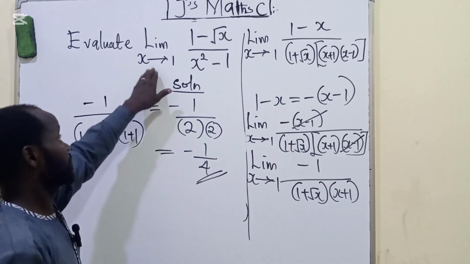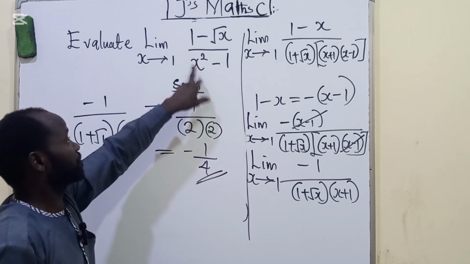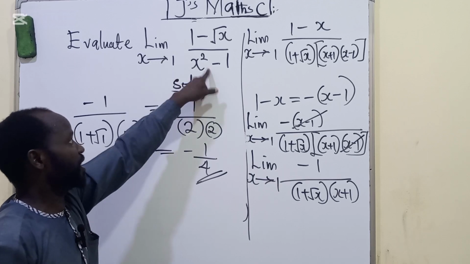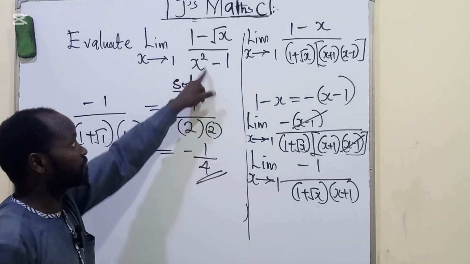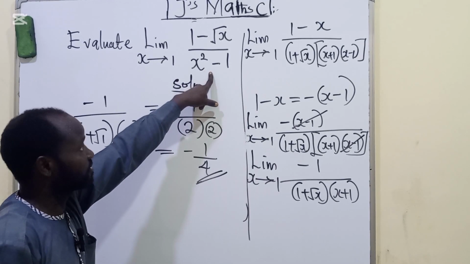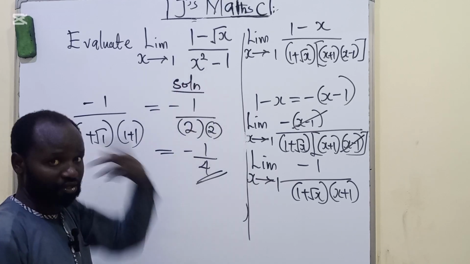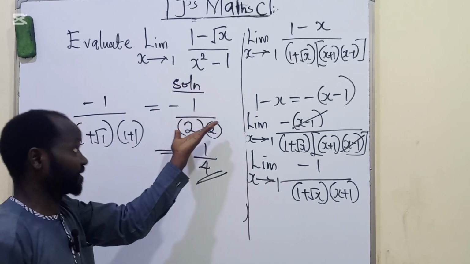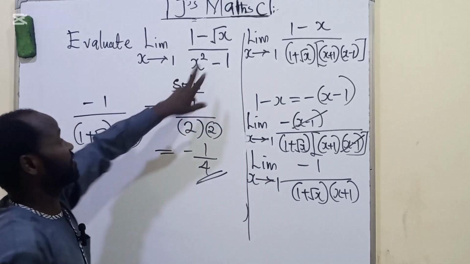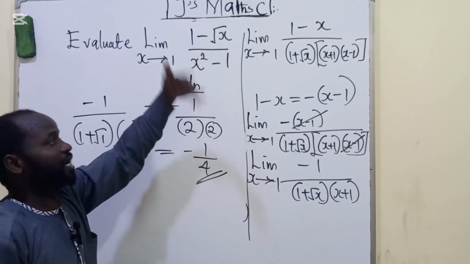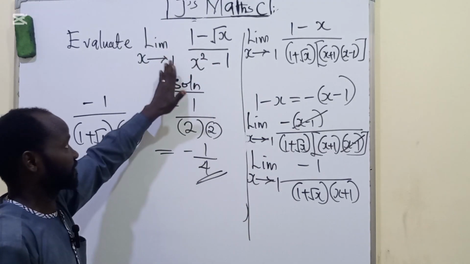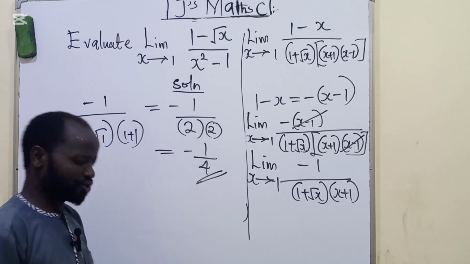As I said, substituting 1 for x into the original function, the function does not exist, because division by 0 is not allowed, it is undefined. So that is why we have to find the conjugate and rationalize. That's the first thing to do. So this is the solution to this question.